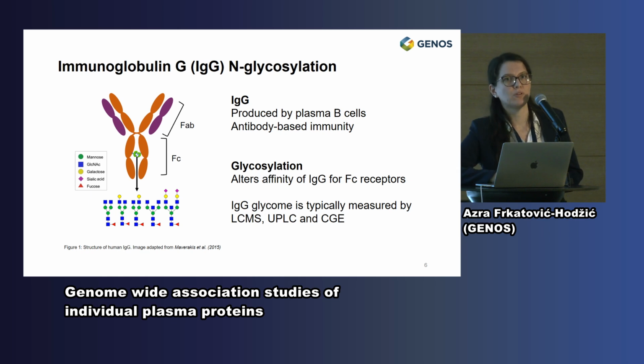As I said, I will go through the results of individual plasma protein and glycome GWAS studies, and I will briefly introduce all of them, though I'm sure you are already familiar with these. IgG, immunoglobulin G, is a protein produced by plasma B cells, and it's a very important component of antibody-based immunity. Its glycosylation alters the affinity of IgG for Fc receptors, and it has also been associated with the function of IgG itself, its half-life, and its stability. One thing to note is that we don't have glycans only on the Fc portion of IgG, but a portion of IgGs also have FAB glycosylation.